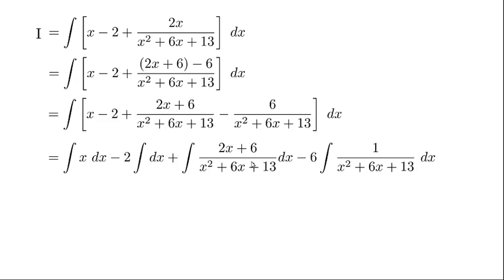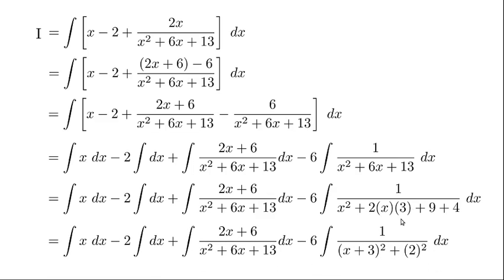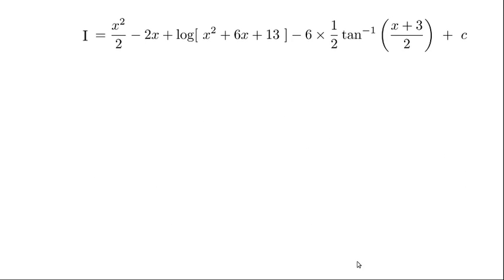So here we are going to make use of the method of what is called the completing the square method, and this is directly the derivative of the denominator in the numerator. So here 6x is written as 2 into x into 3, so it is in the form of a square plus 2ab, b is 3, so b square is 9, 9 plus 4 gives you 13. So now this is in the form of 1 upon x square plus a square. So integration of 1 upon x square plus a square is 1 upon a tan inverse of x by a. So that gives you x square by 2 minus 2x plus log of x square plus 6x plus 13 minus 6 times 1 upon 2 tan inverse of x plus 3 upon 2 plus c.